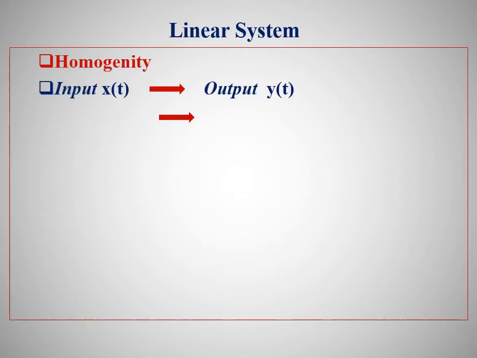What is homogeneity? If there is an input x of t giving an output y of t, the homogeneity principle states that if the input is multiplied by a constant a, the output is also multiplied by the same constant a, as can be seen here. In other words, if the input is multiplied by b, the output is also multiplied by b, and so on.